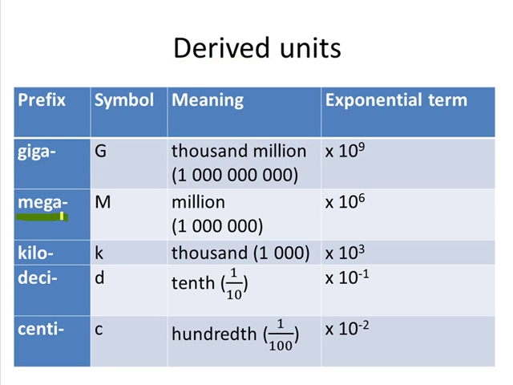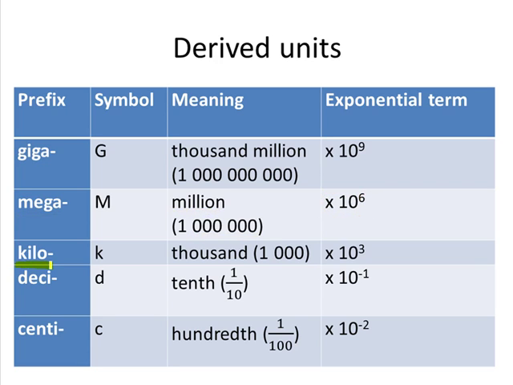Then we can get mega. Computer memories might also be explained in megabytes. Perhaps a folder or a file might be a few megabytes. Mega means million. 1 with 6 zeros after it, or 10 to the power 6. Kilo.